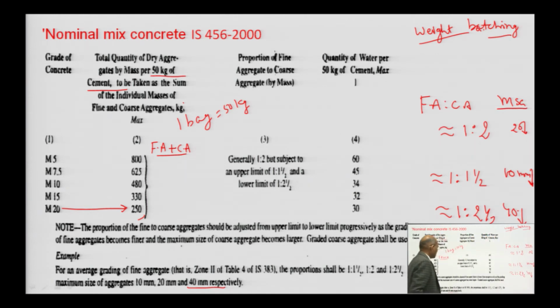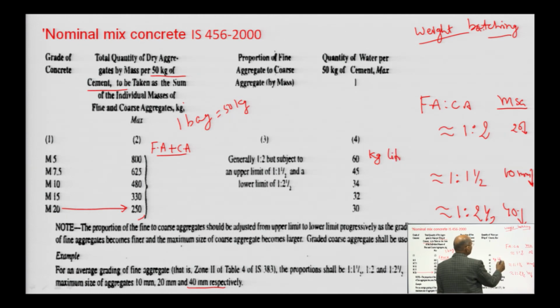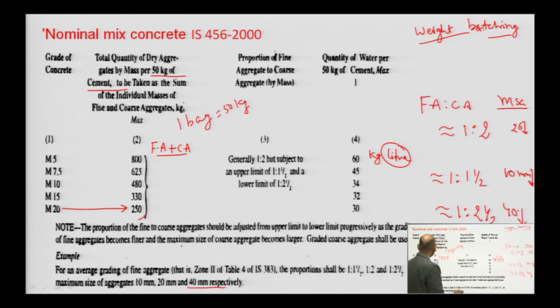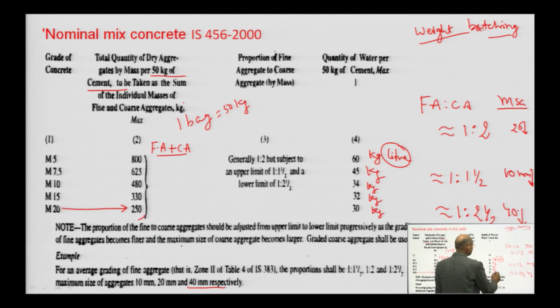This is important, and similarly they have restricted the water cement ratio. If you see the water, they have given for M5 grade 60 kg of water, or you can take this in liters also, that is not a problem. Similarly, for M7.5 45 kg, M10 grade 34 kg, M15 grade 32 kg, and M20 30 kg or 30 liters of water you can take.